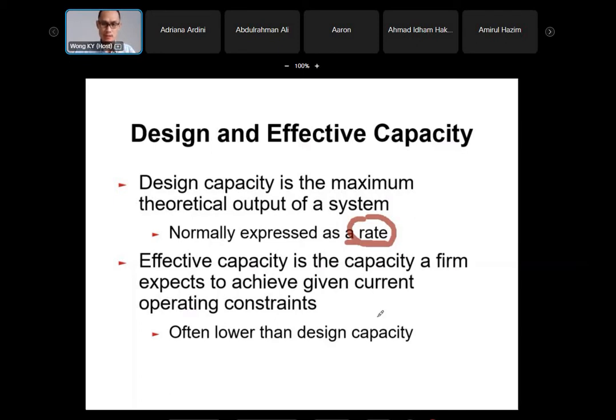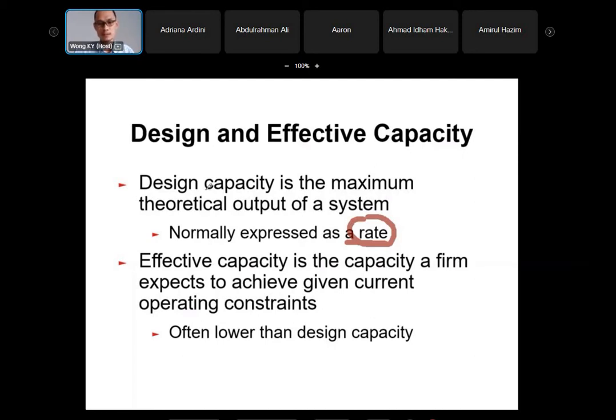If you don't understand, then understand it like your car. If you buy a new car, for example, and look at the dashboard, the maximum speed of a car is normally about how much? 220 kilometers per hour, right? The maximum speed that you can go is 220 kilometers per hour.